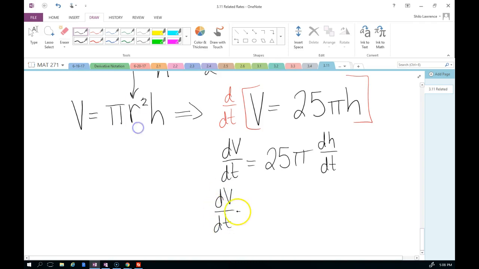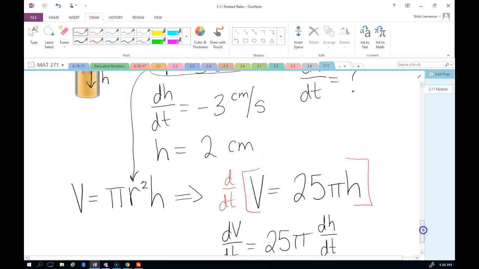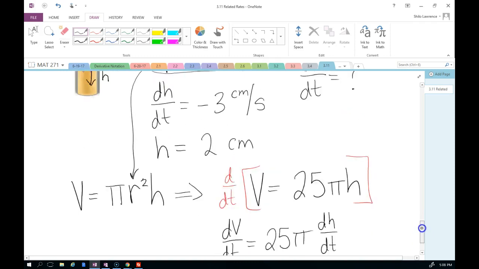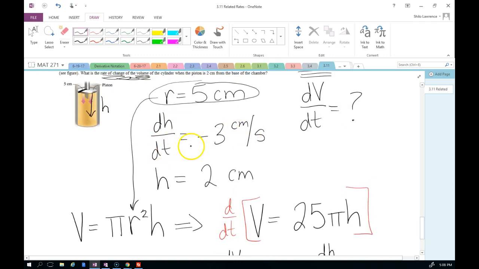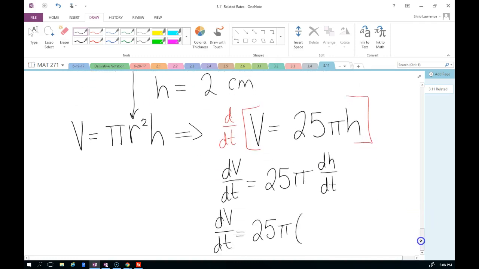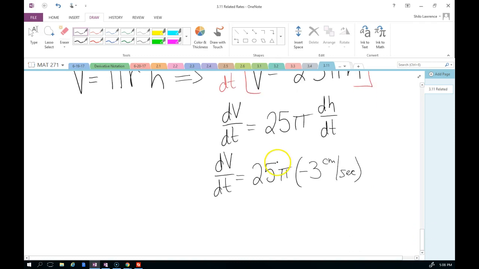So dV/dt, that's the rate at which the volume is changing, is 25 pi times our dh/dt, how our height is changing, which is negative 3 centimeters per second. And in order to get our units right, we need to know that this 25 here in the front was centimeters squared, because that was our radius squared.